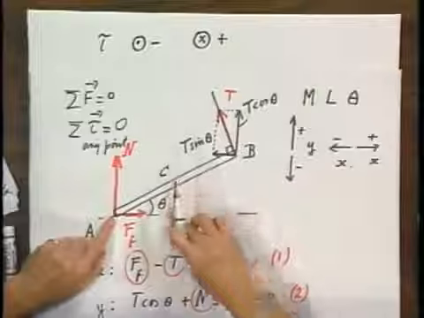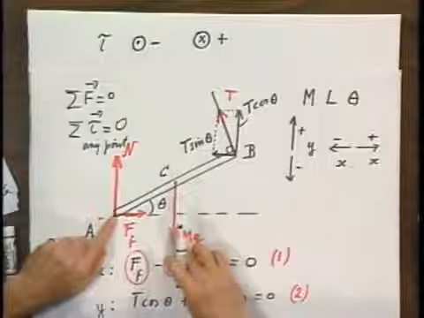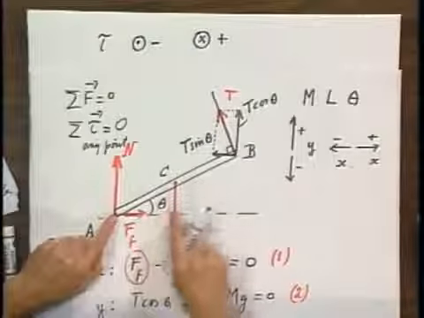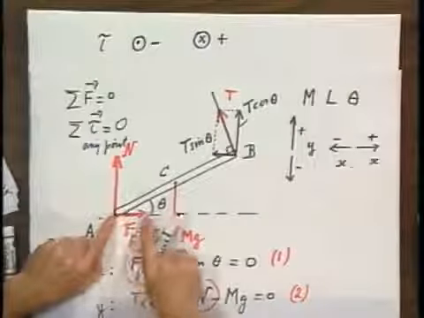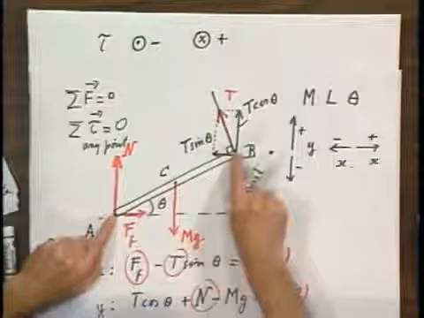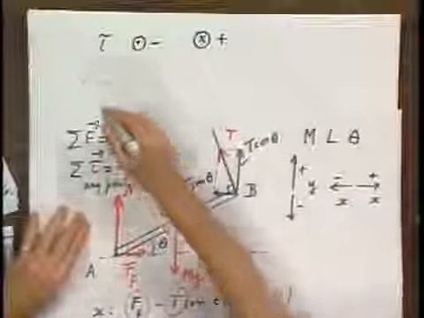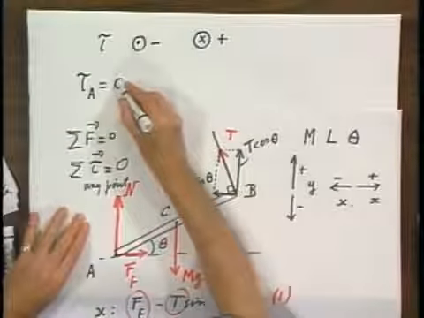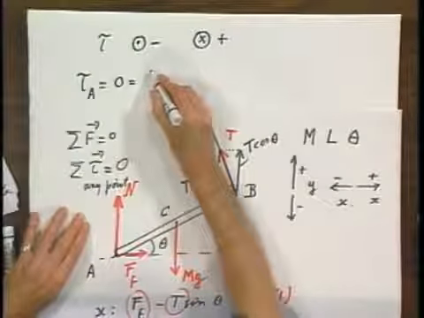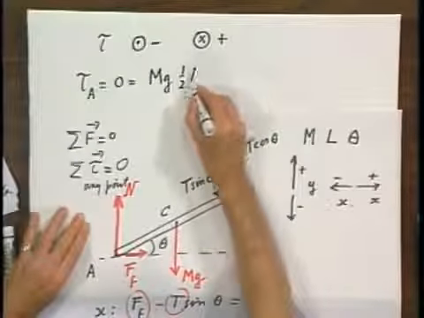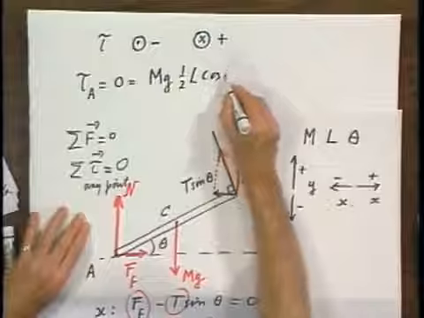So I have to know the magnitude, mg, of this force multiplied by the distance from point A to that force, and this distance equals 1/2 L cosine theta if the length of the bar is L. So I get the torque relative to point A equals 0. That is plus mg 1/2 L cosine theta.